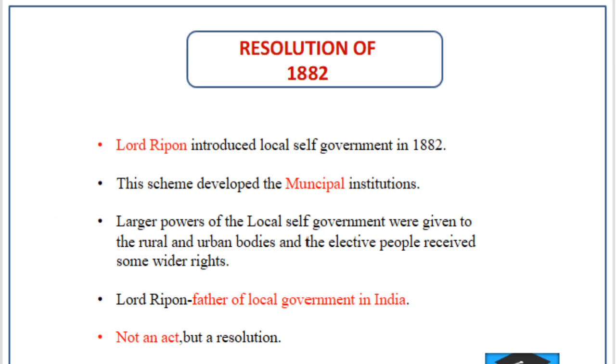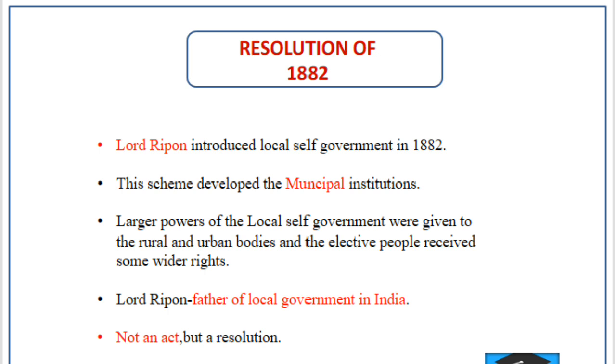Resolution of 1882. The Resolution of 1882 marked the beginning of eventual self-government in India. Lord Ripon is known to have given Indians their first taste of freedom by introducing local self-government in 1882. His scheme of local self-government developed the municipal institutions which had been growing up in the country ever since India was occupied by the British Crown.